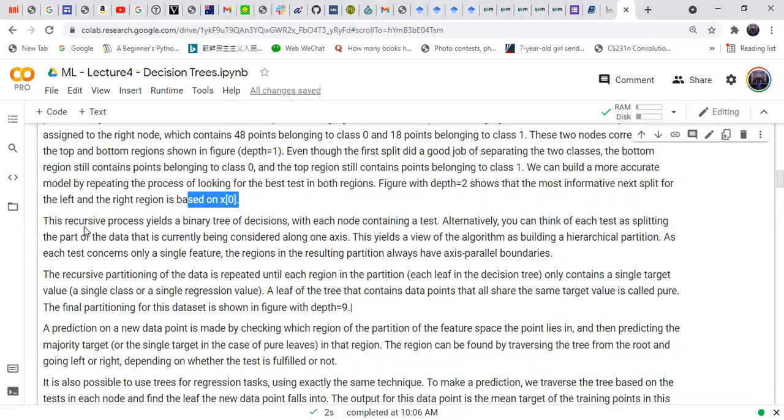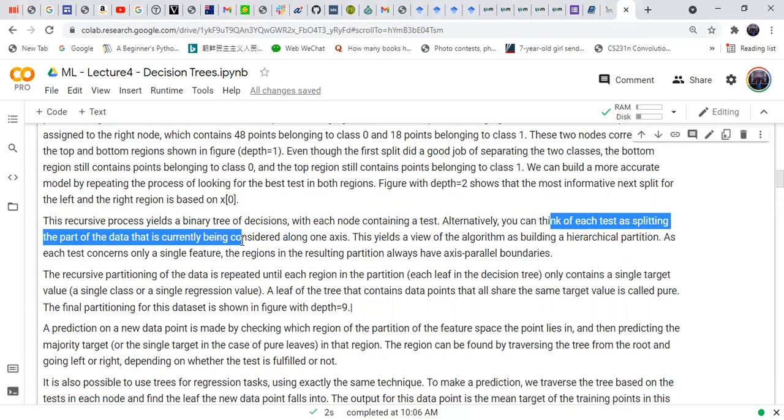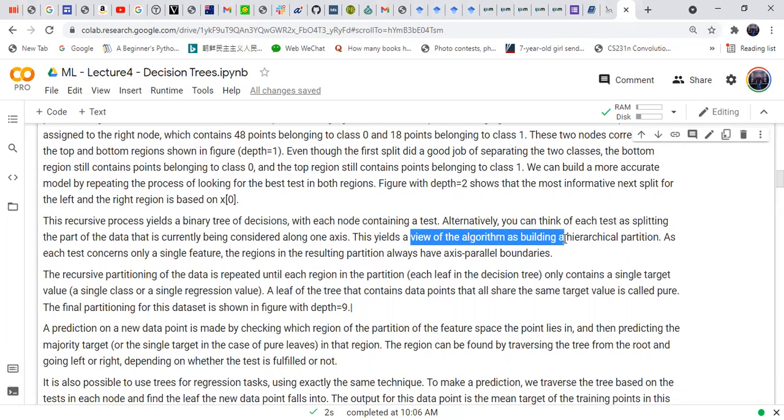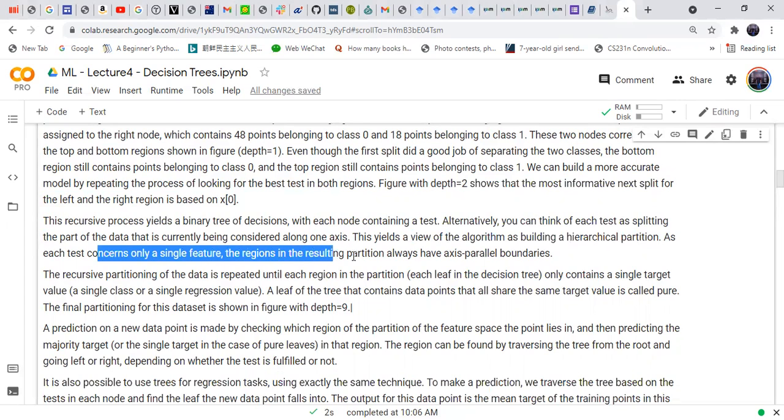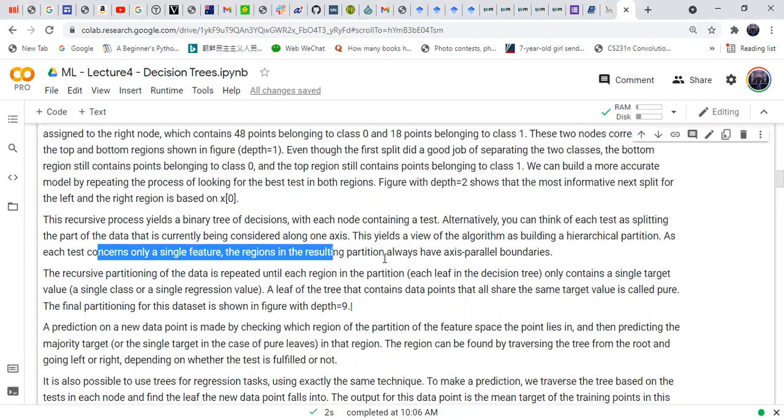This recursive process yields a binary tree of decisions, with each node containing a test. Alternatively, you can think of each test as splitting the part of the data that is currently being considered along one axis. This yields a view of the algorithm as building a hierarchical partitioning. As each test concerns only a single feature, the regions in the resulting partitioning always have axis-parallel boundaries.